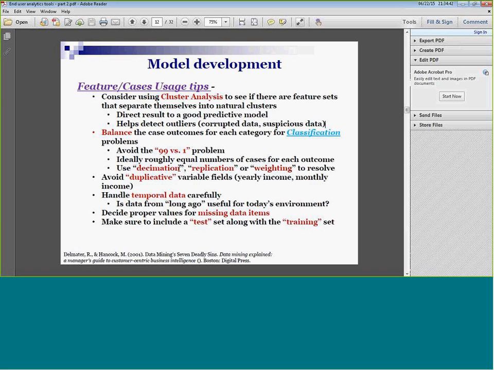Replication says, I'm going to keep the 9,900 who did pay it back. I'm going to take the 100 who didn't pay it back, and I'm going to replicate or duplicate those cases over and over and over and put them back in the data set.